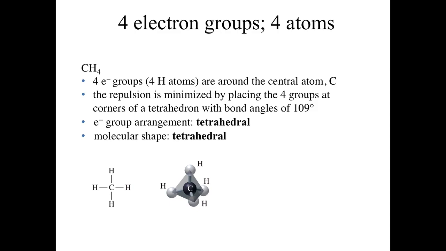And for methane, the shape of methane is still tetrahedral, because if you replace those electron groups with actual hydrogen atoms, it will still have that shape, tetrahedral. So here's what tetrahedral shapes look like in 3-dimensional.